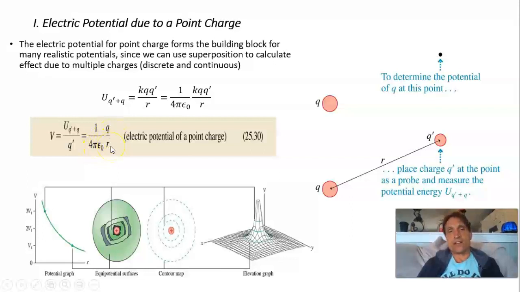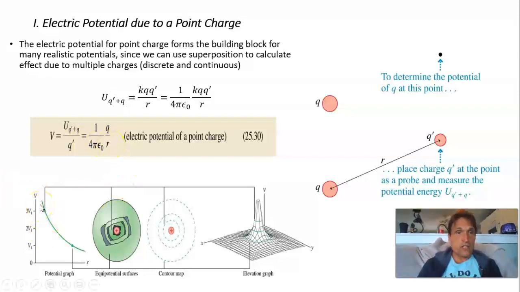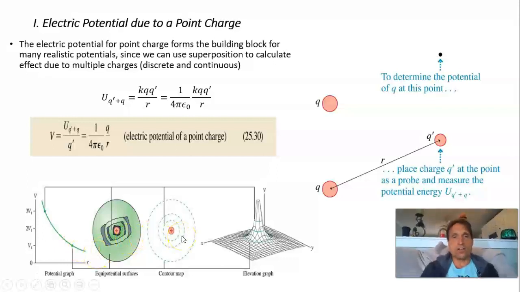Looks exactly like the electric field, except it's a scalar, and the electric field had an r squared in the denominator. And so if we plot this, you see that at some distance 2r from the source, you plug in 2r instead of r, the potential is down to 1/2 of what it is. If you plug in 3r, it's down to 1/3 of what it is. And so it goes down faster initially and then slower later on. And we can make contours of equal potential.